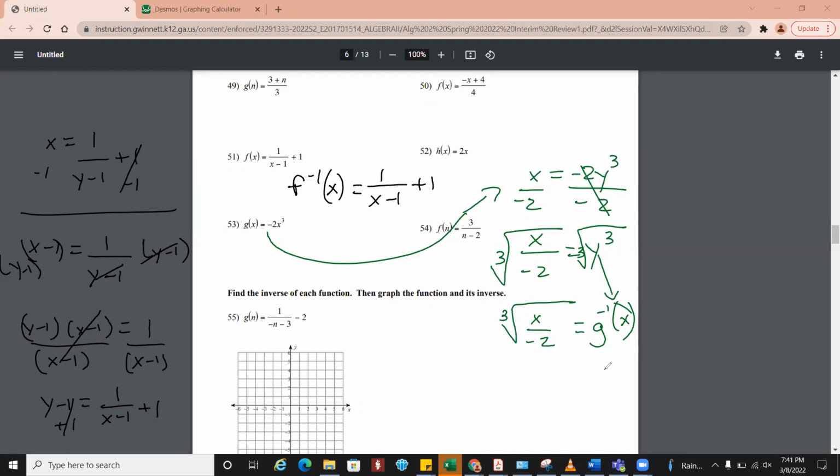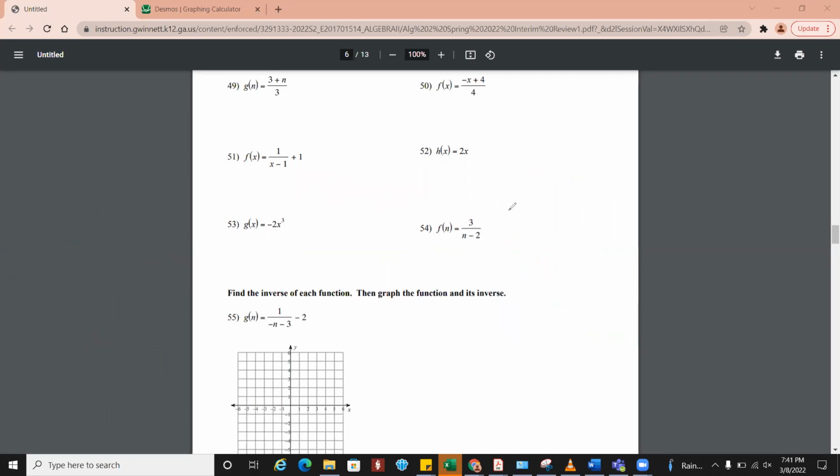Okay, next up I'm going to do 54. On this one, they tried to switch it up on you with this whole variable change. Don't let that trip you up. It's still the same thing as an x. Just in your final answer, you want to make sure that you include an n. Okay, I'm going to solve this using n though.